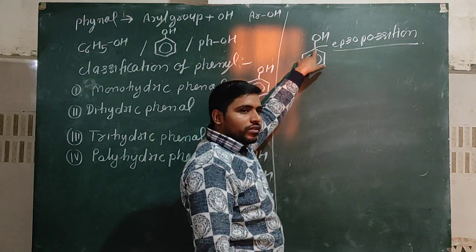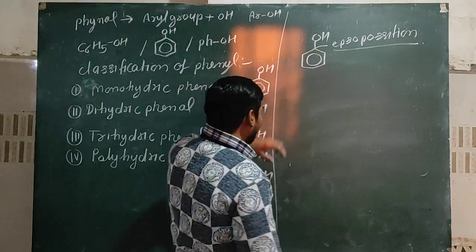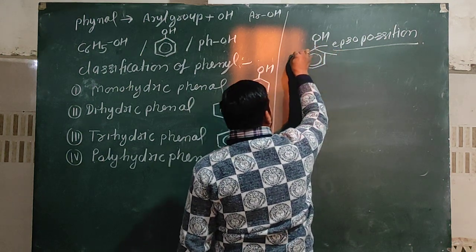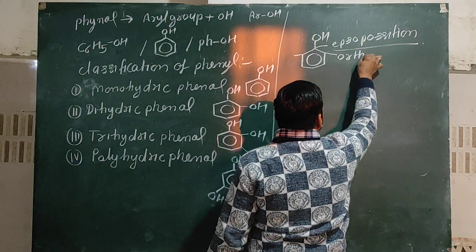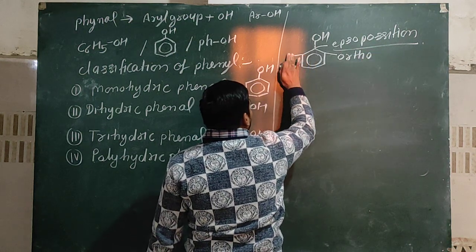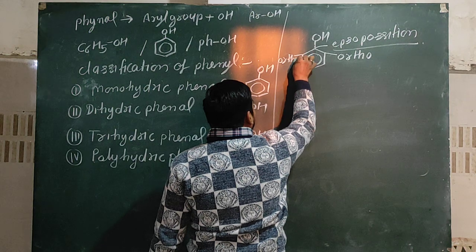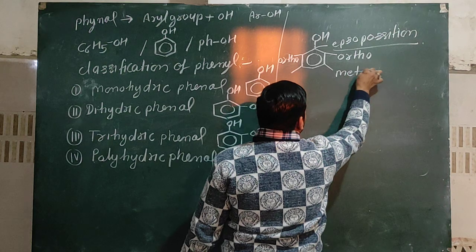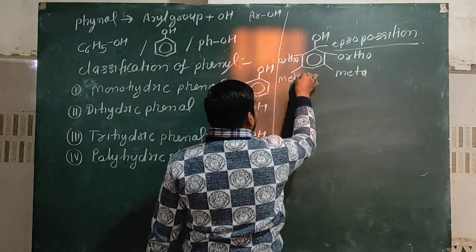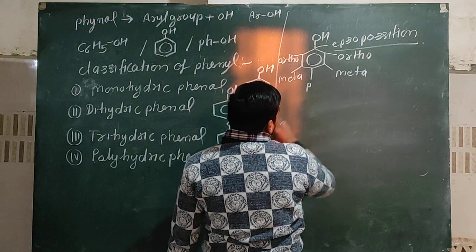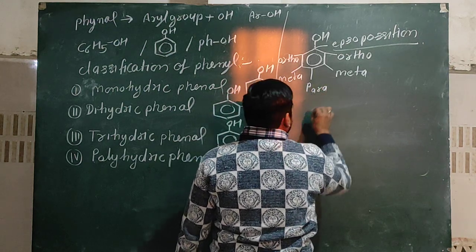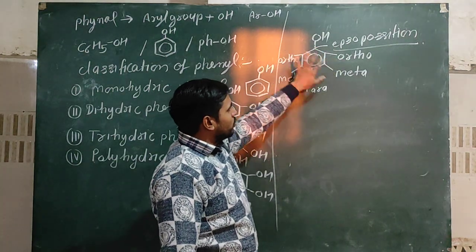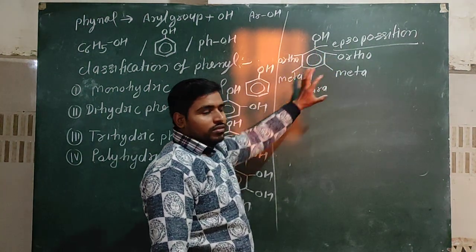According to the ipso position where the functional group is attached, the other position, either right side or left side, is known as ortho. It is also known as the ortho position. Second, both sides is known as meta. It is known as meta, and the last position is para. In this way, you can explain that in phenol there are two ortho, two meta and one para position present.